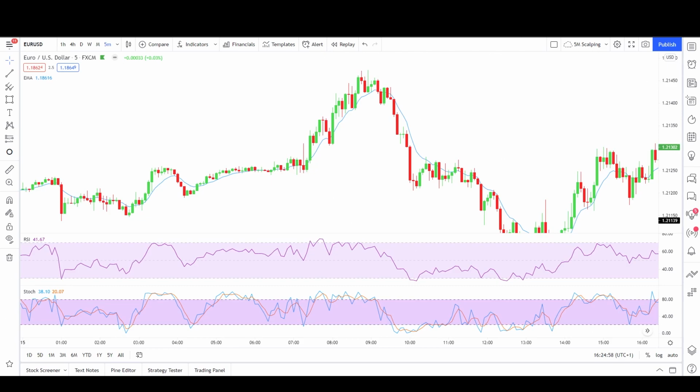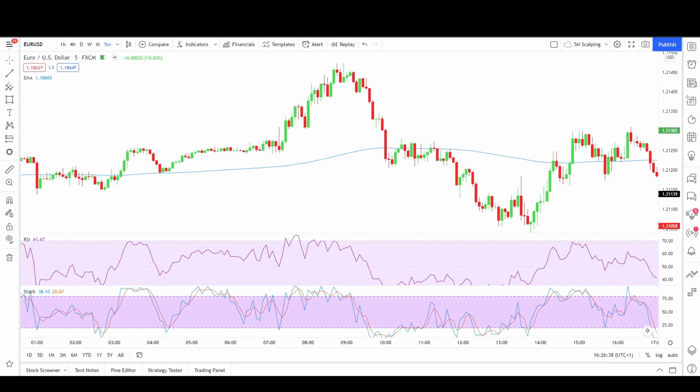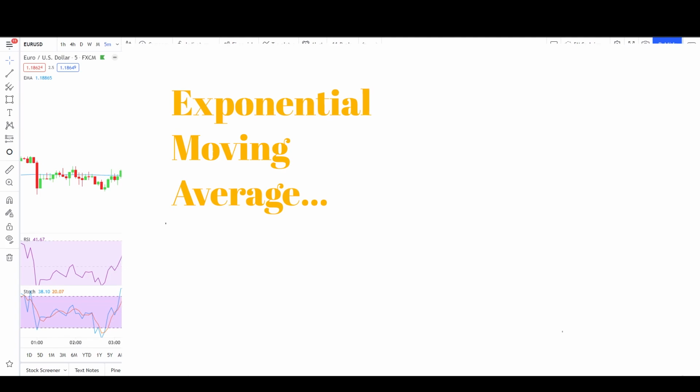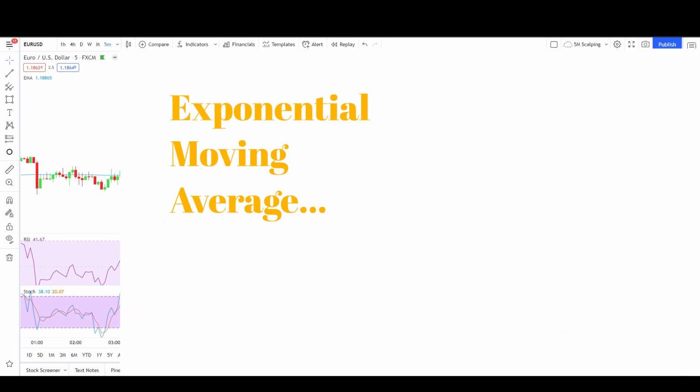Once all indicators are set on, the only thing that's left is to modify the EMA settings. To do so, just click on this icon, go to the input section, change the length from default to 200 and press OK. An exponential moving average of 200 will assist us in determining the trend. If the candlesticks are moving above the 200 EMA, we will consider a buy trade. If they are heading below, we will aim for a short trade opportunity.